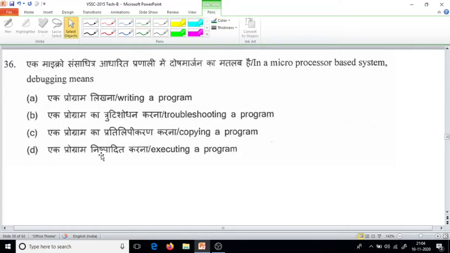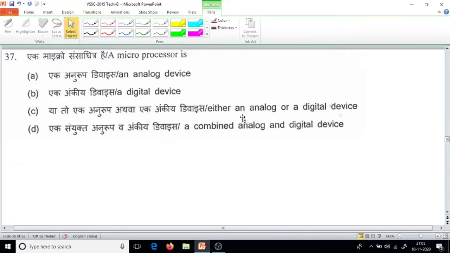Next question, question number 36. In a microprocessor based system, debugging means writing a program, troubleshooting a program, copying a program, executing a program. The answer is option B, troubleshooting a program. Whenever you write a program, there could be some bugs. To remove the bugs, we do debugging. Debugging means troubleshooting a program.